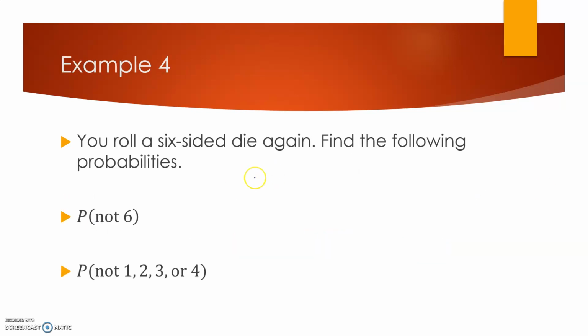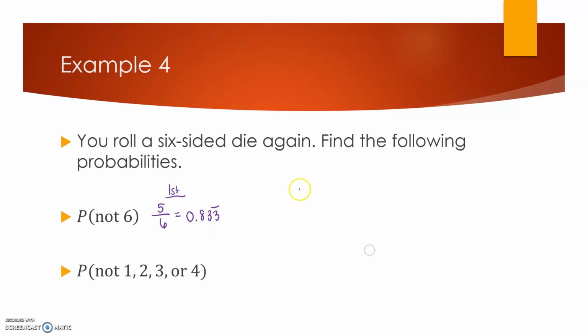So you roll a 6-sided die again. What's the probability of not getting 6? Well, there's 2 ways to think about it. So the first way is to say the probability of not getting a 6 is getting 1, 2, 3, 4, or 5, which would be 5 out of 6. Putting that in a calculator, we would get 0.833 repeating.